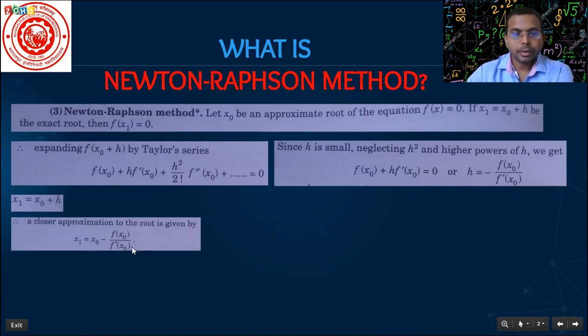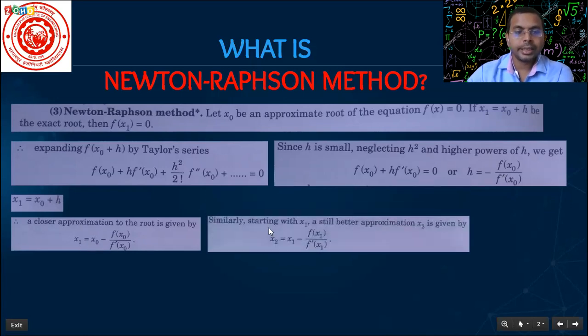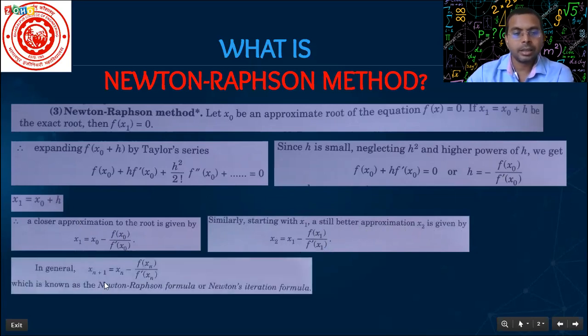Now, what should be the generalized equation? If we keep on replacing with the new value, x2 will be equal to x1 minus f(x1) divided by f dash x1. Similarly, starting with x1, a still better approximation x2 is given by x2 equal to x1 minus f(x1) divided by f dash x1, and hence we can generalize. In general, x of n plus 1 is equal to xn minus f of xn divided by f dash of xn, which is known as the Newton-Raphson formula or Newton's iteration formula.